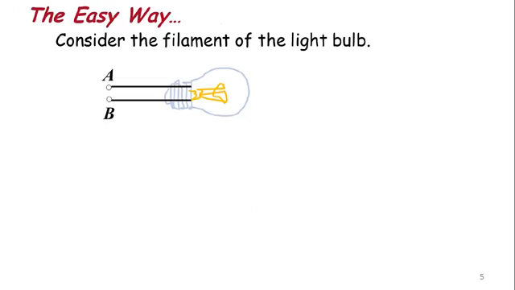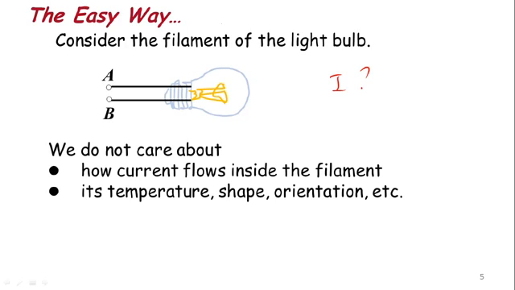Okay, so with this little piece of insight, let us go back to our light bulb example and see how we can find the current through the light bulb, through the filament, by an application of a voltage V, and somehow take inspiration from the point mass discretization that we did in physics. So let's stare at the bulb for a second here. In this bulb, we really don't care about exactly how the current flows inside the filament. We don't care about its temperature, its shape, its orientation.